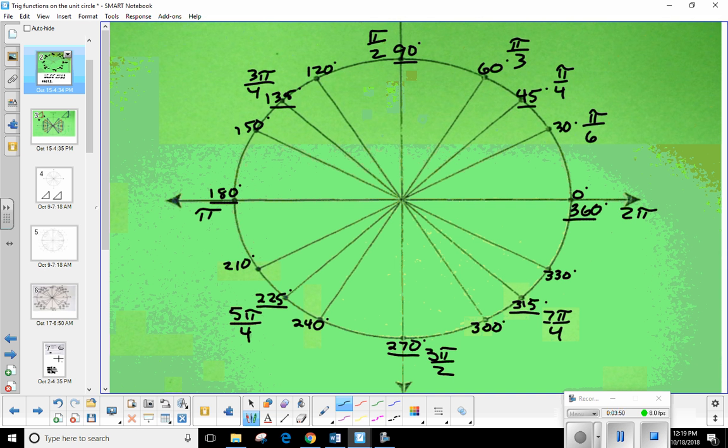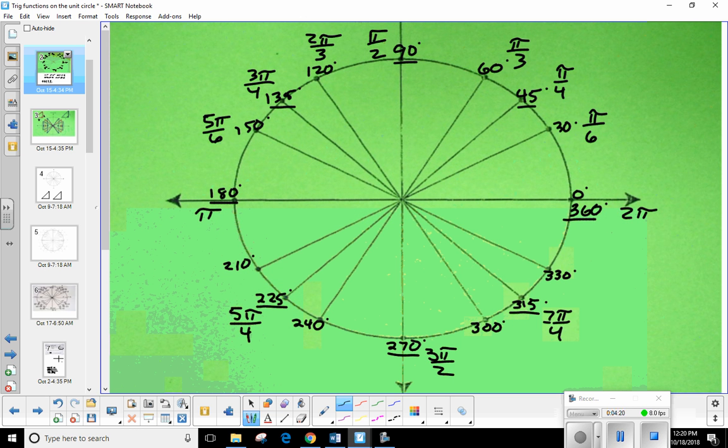What am I going to have here at 120? 2 pi over 3, because it's 4/6, right? So 1/6, 2/6, 3/6, 4/6. But the 4/6 reduces to 2/3. Then 150 will have 5 pi over 6. And then just like before, where we had 4 pi over 4, we now have 6 pi over 6. Well, again, that's just pi.